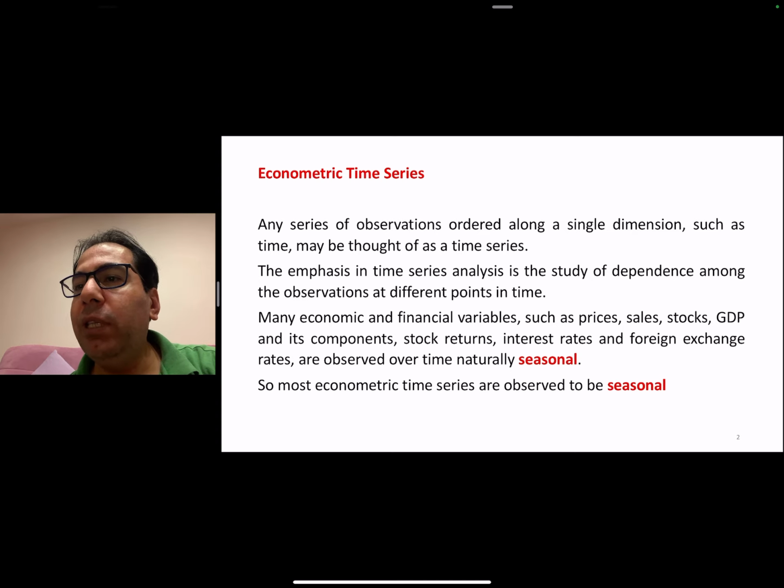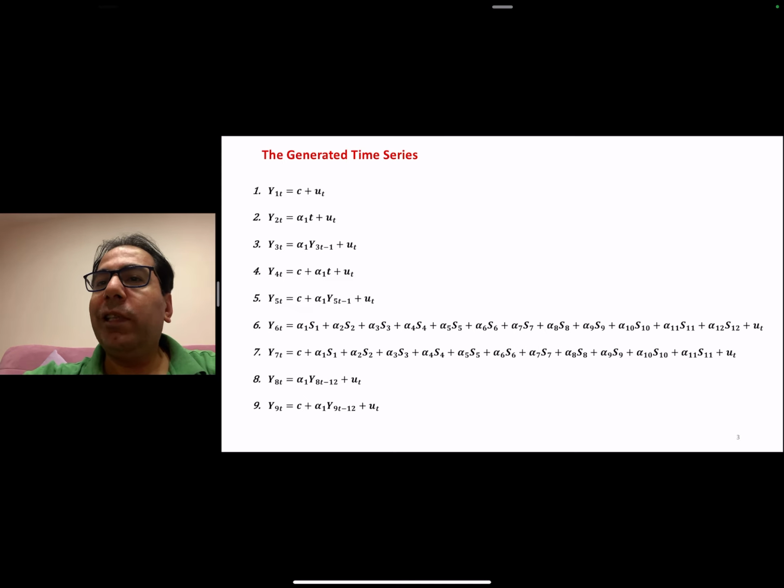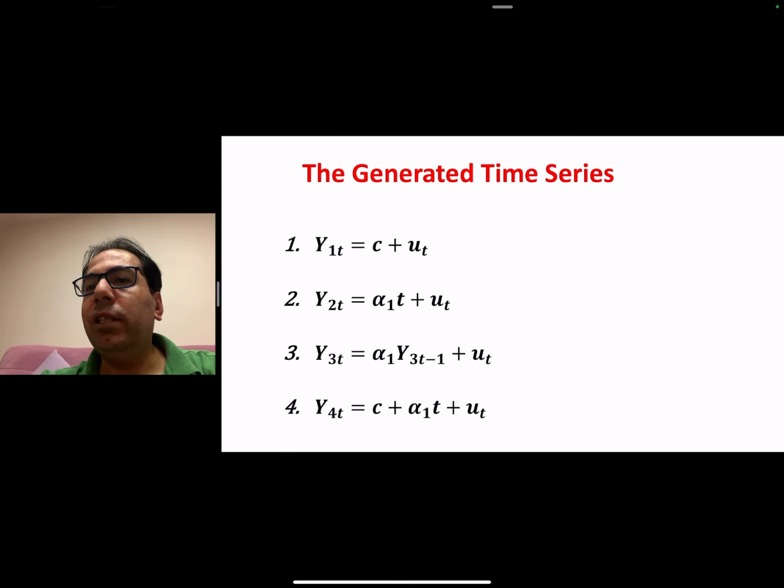Let me introduce you to the models we consider for the data generation. The first one is a very simple model having only a constant term with white noise. This is the simplest model you can ever fit. And this is the first type of model for which we generate 10,000 replications.